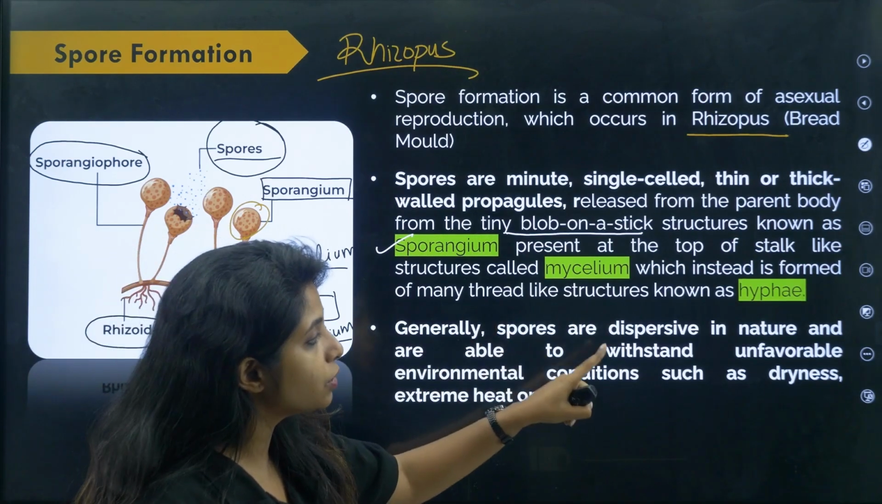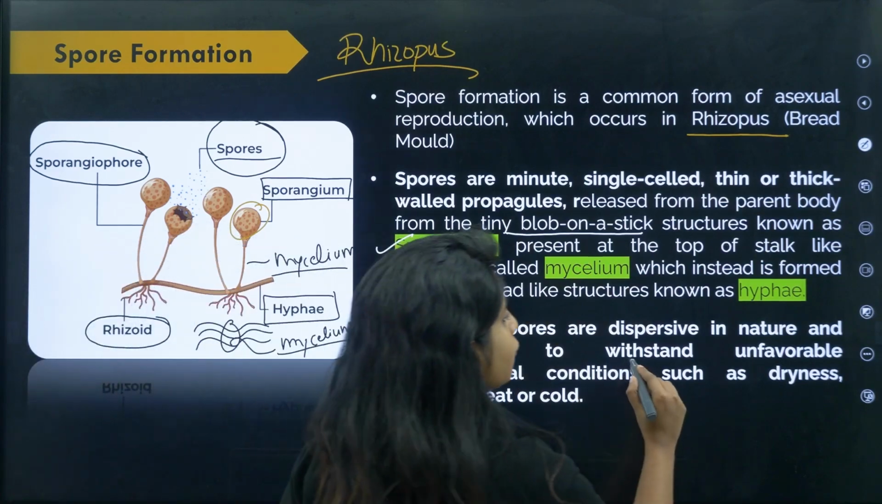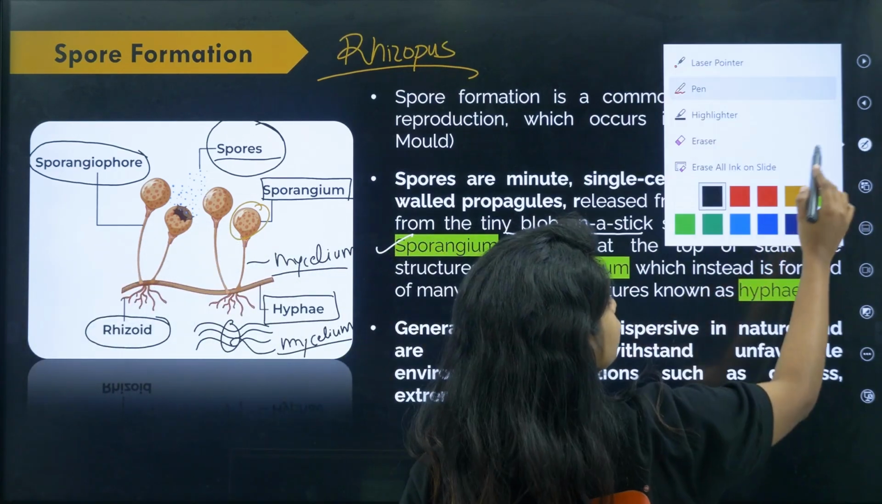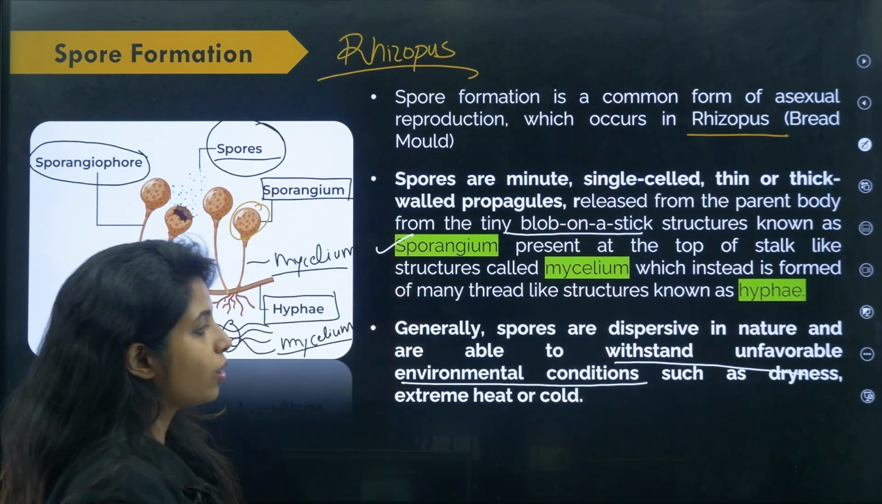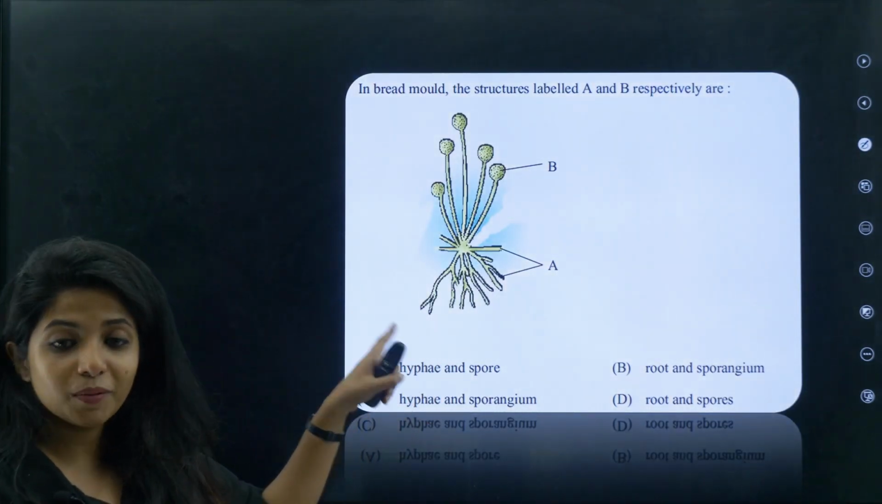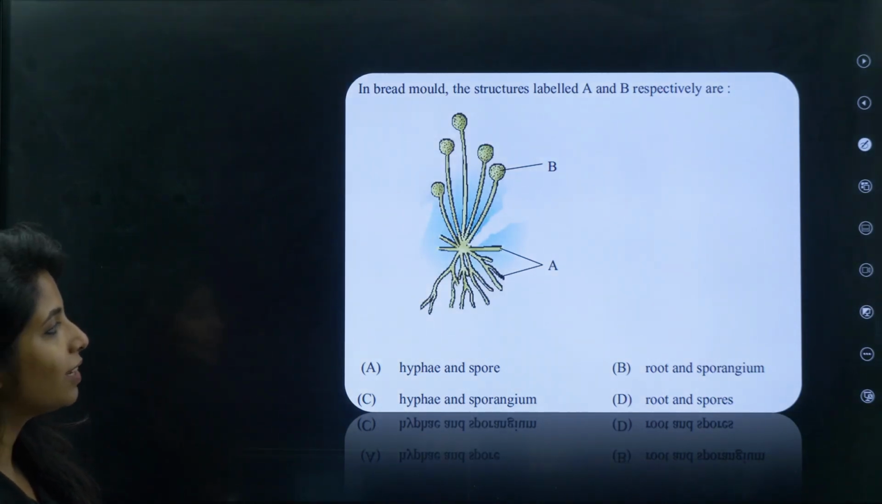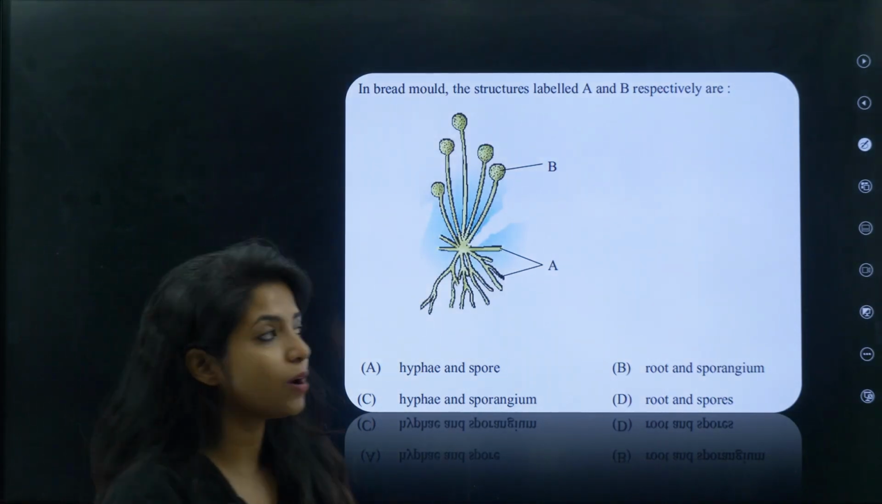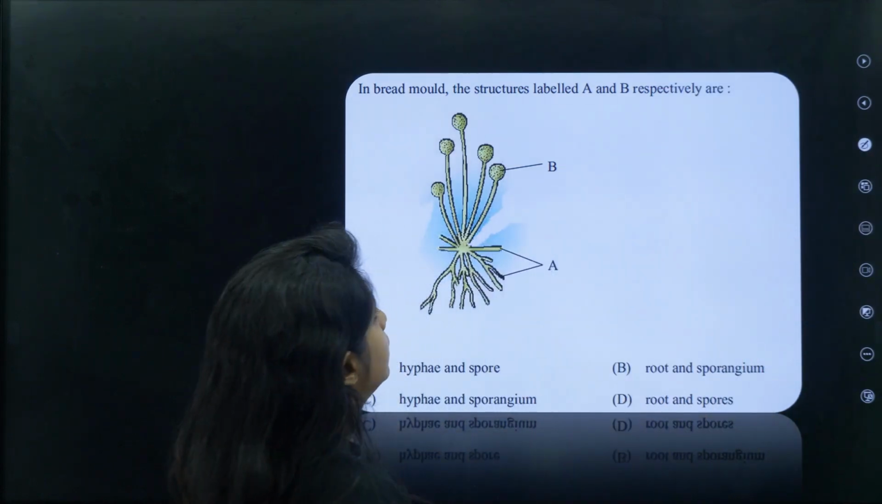Generally, spores are dispersive, as in they can disperse around in nature and are able to withstand unfavorable conditions such as dryness, extreme heat or cold, which is why they are very, very important. Now, this is the question that I was talking about, which came in your boards. In bread mold, the structures labeled as A and B respectively are. Tell me in the comment section or in the chat box, what do you call them? The A and B.